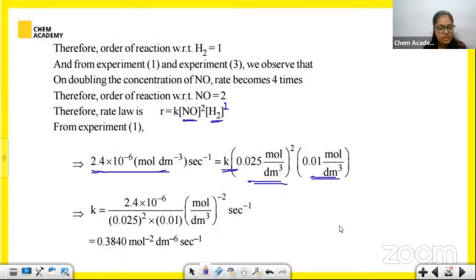These questions are the previous year questions from IIT JAM. These are not NET and GATE questions. These are the previous year questions of IIT JAM.